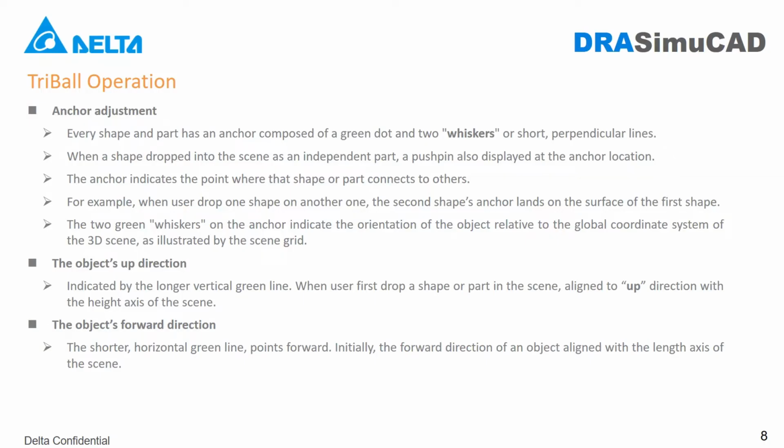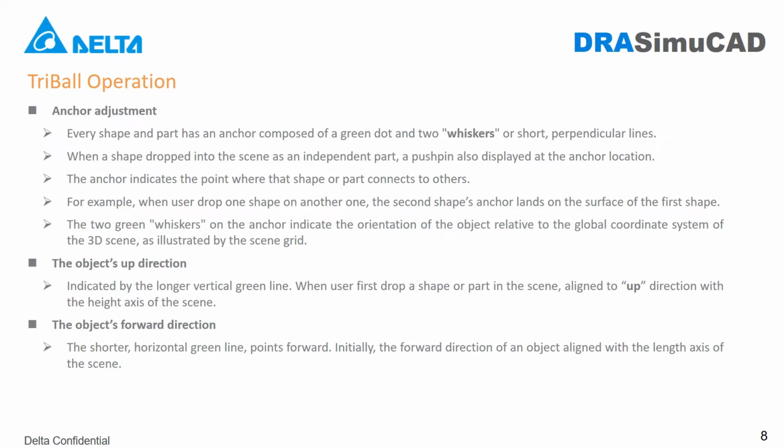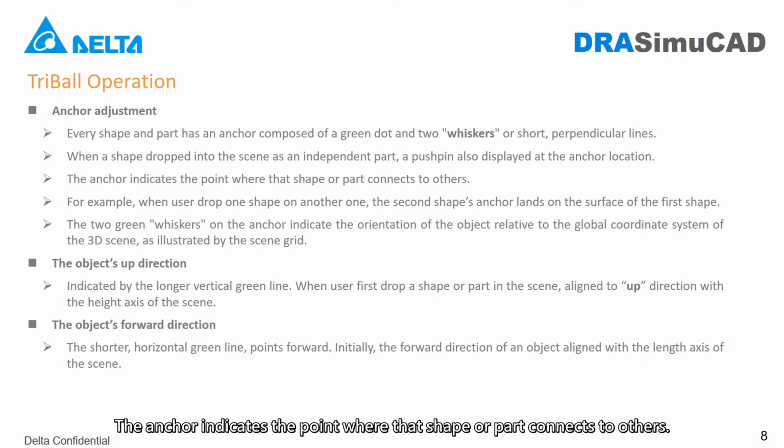Anchor adjustment. Every shape and part has an anchor composed of a green dot and 2 whiskers, or short, perpendicular lines. When a shape is dropped into the scene as an independent part, a pushpin is also displayed at the anchor location. The anchor indicates the point where that shape or part connects to others.